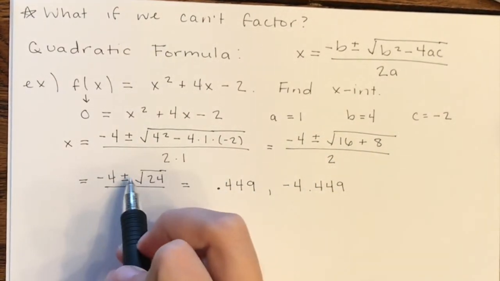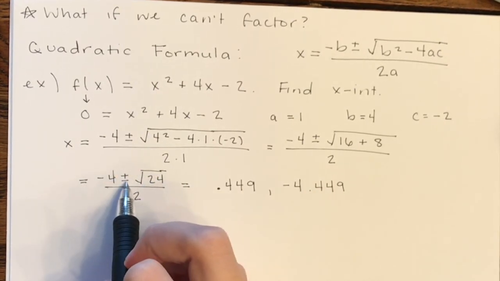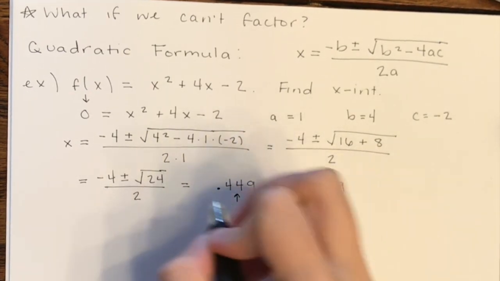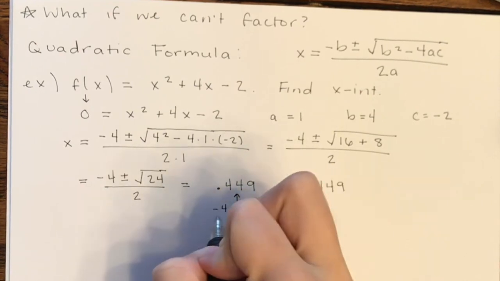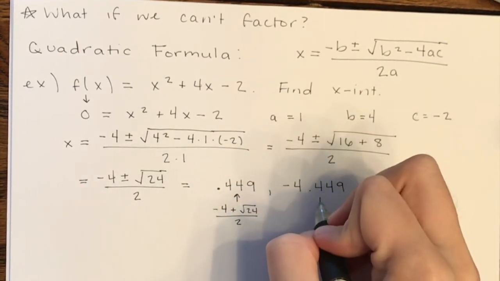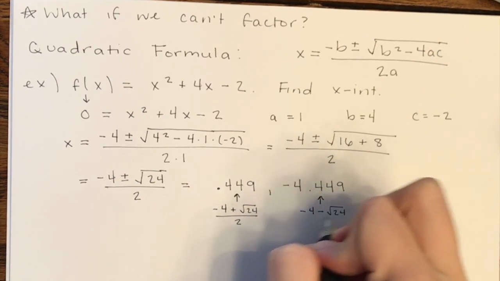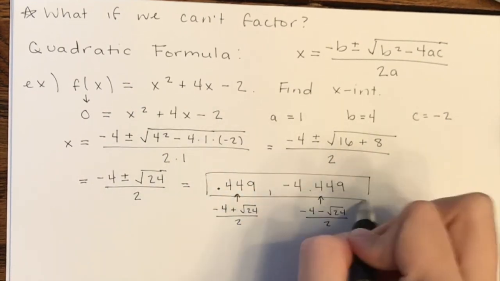That's what plus or minus does. It means I want to both add the square root of 24 and subtract the square root of 24. So this guy is negative 4 plus the square root of 24 divided by 2. And this guy is negative 4 minus the square root of 24 divided by 2. These are my x-intercepts.